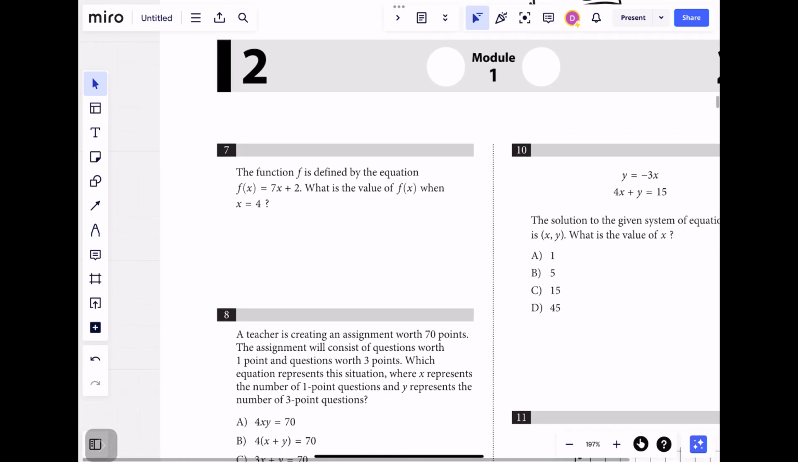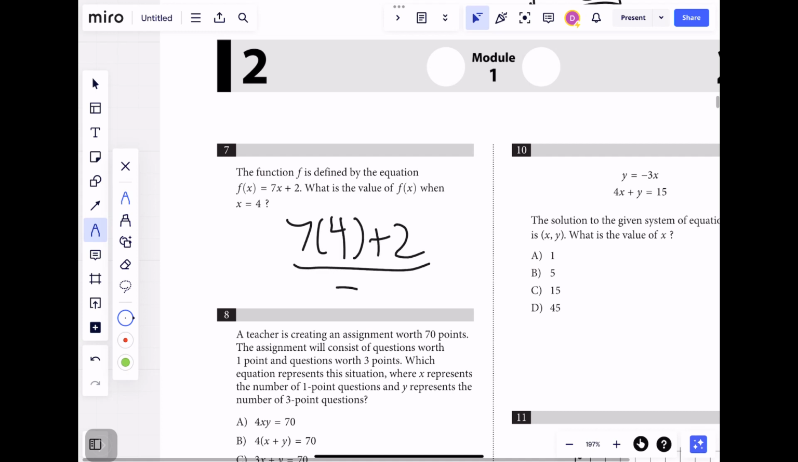The function f is defined by the equation f of x equals 7x plus 2. What is the value of f of x when x equals 4? So this is easy. You can just plug in 4 for x into the equation, and that's 30. So f of x is going to be 30.